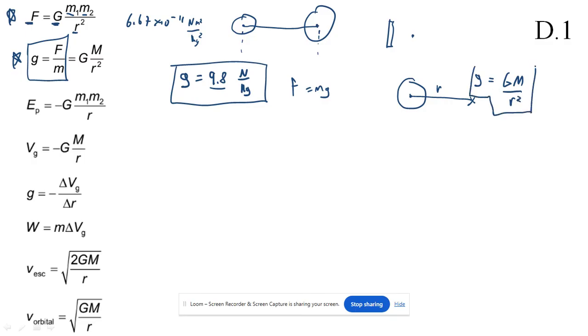So notice that the field equations have R squared in them. This is important. The vectors have R squared. These things are scalars here. This is energy per unit mass, et cetera. Those things have just an R in them, and that's one way you can tell the difference.